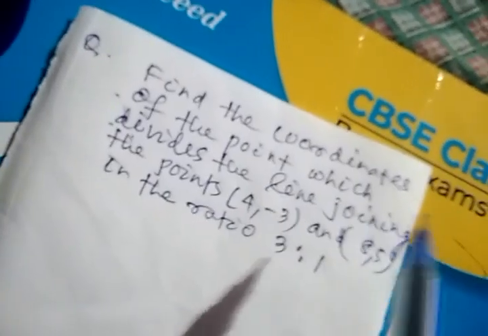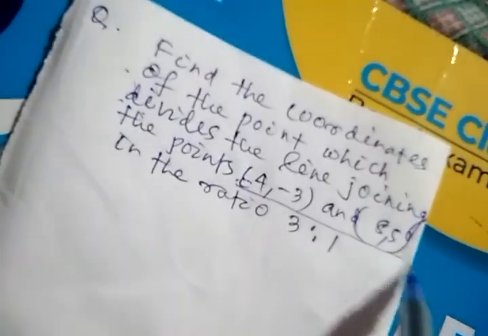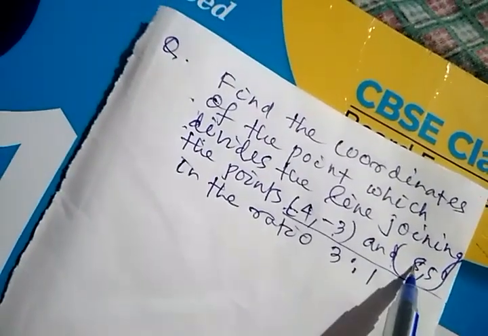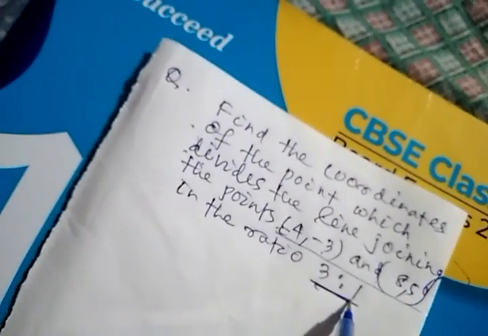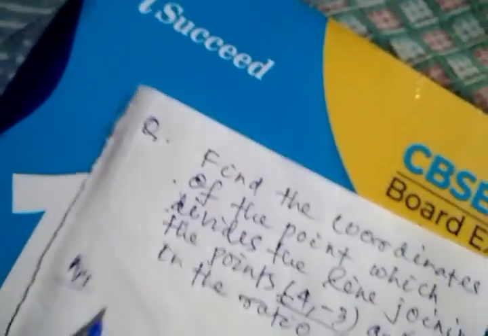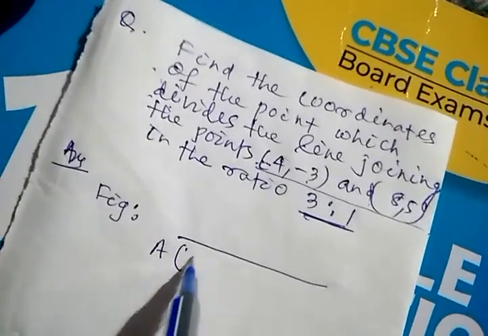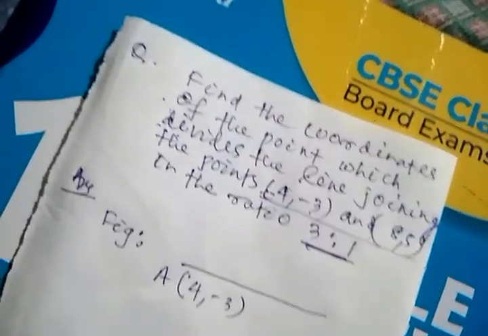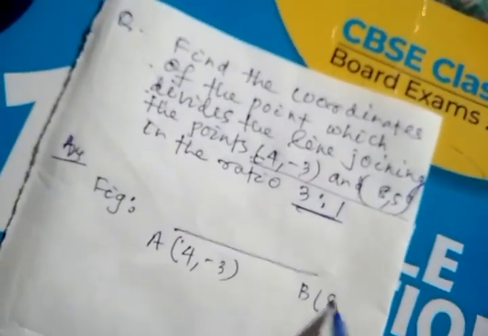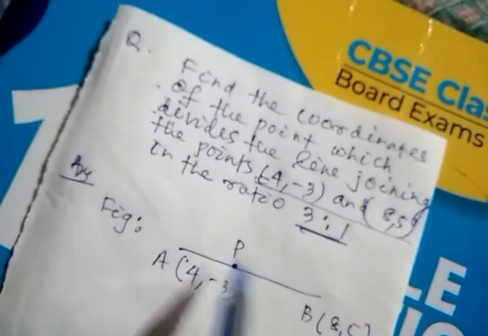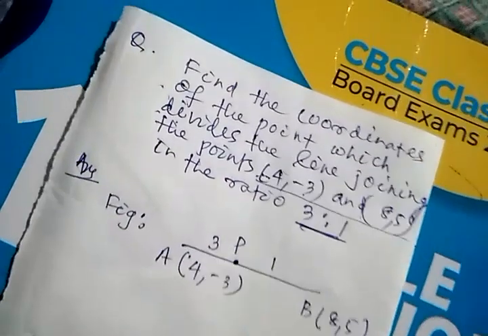So here you see what is given. One line segment is given which connects the 2 points 4, -3 and 8, 5. Our ratio m/n is given. So let us represent this question in a diagram. First of all, you take one line segment. Take here A, whose coordinates are 4, -3. B, whose coordinates are 8, 5, and take a point. The ratio given is 3:1, which means this is 3, this is 1.